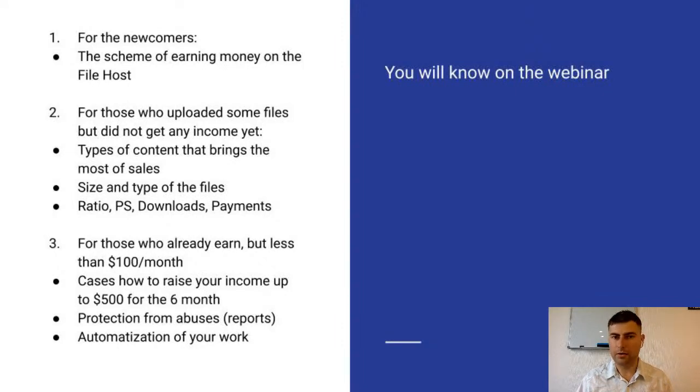And for those who already earn but less than $100 per month, we'll be talking about cases, how to raise income up to 5, 6, and more $100 for the 6 months. I'll show that this is real, you can do it, and show the real cases. We'll be talking about protection from abusers, I mean reports, copyright infringement reports. We'll be talking about them and how to avoid them and so on. And we'll finish this webinar talking about automatization of your work. The total time of the webinar should be about 60 minutes, so bear with me.